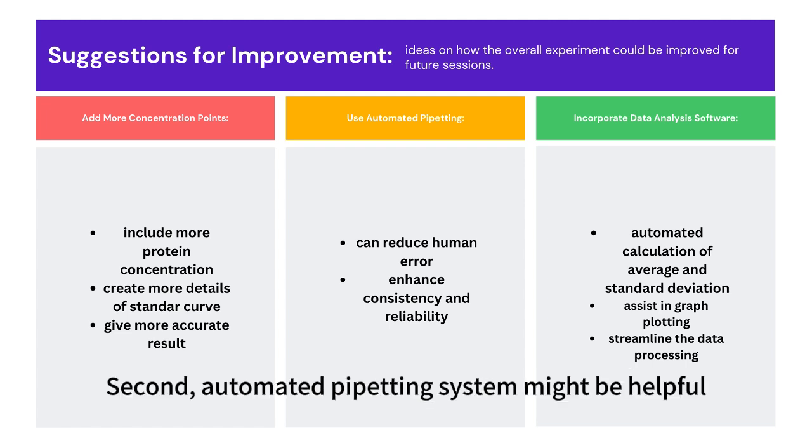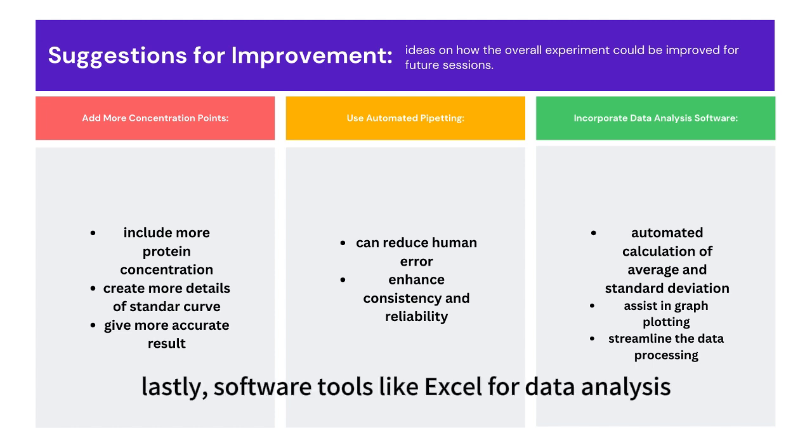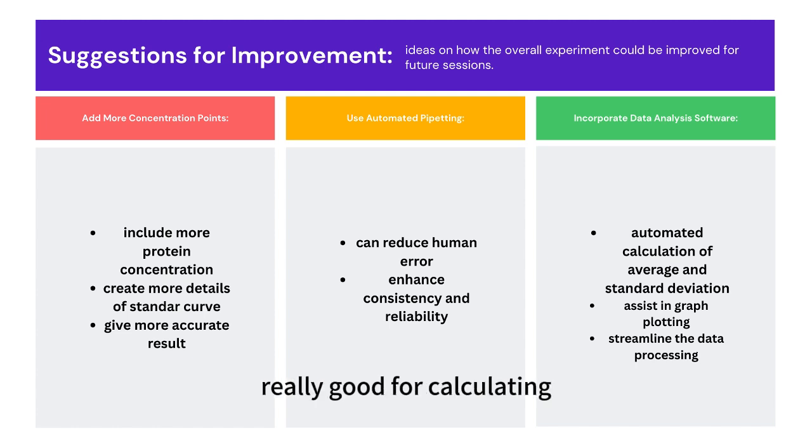Second, an automated pipetting system might be helpful to reduce human error during sample preparation. Consistency and reliability of the experiment may be improved. Lastly, software tools like Excel are really good for data analysis, for calculating average and standard deviation. The graph plotting can be improved and the data processing streamlined.